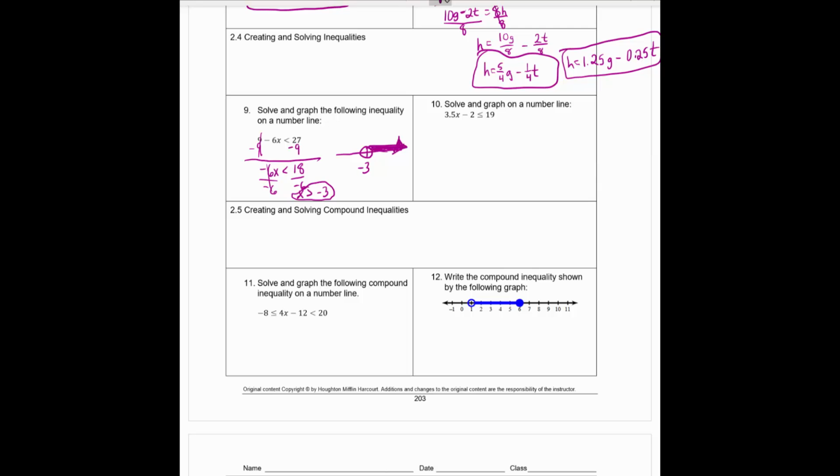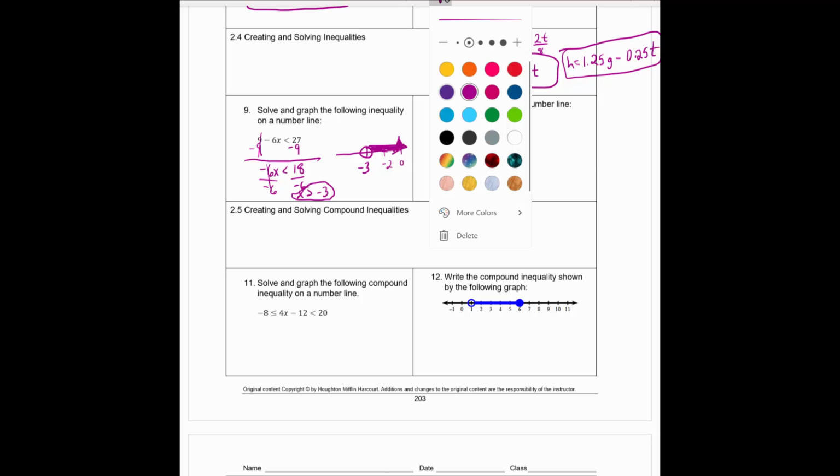And there's my inequality. So greater than -3, remember, is the numbers this way, like -2 or all the way over here, 0. Those numbers are greater than -3. Or if your variable's on the left side, then the inequality actually points you the direction that you want to shade. So those are a couple ways that we can do that.